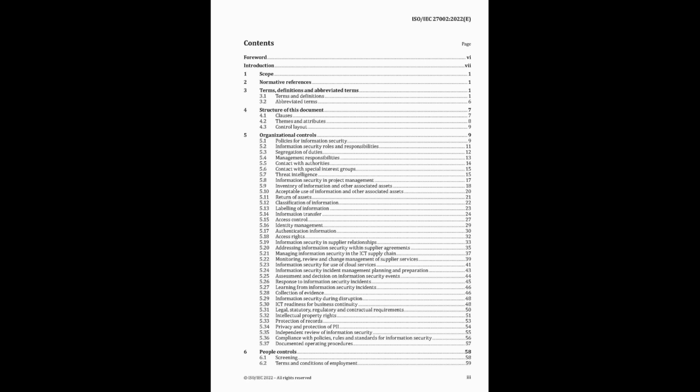Okay, then 5.6 is similar but different. Contact with special interest groups. Right. This is about connecting with the wider security community. Think security forums, industry groups, professional associations. What's the benefit there? Staying updated. Exactly. These groups are often where you first hear about new threats, vulnerabilities, emerging best practices. You can learn from others' experiences, share your own, tap into collective intelligence. Precisely. It helps you stay informed, maybe find solutions faster, understand trends specific to your sector.